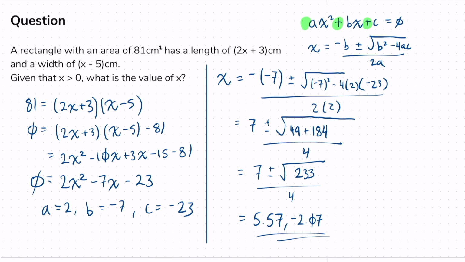Given that x is greater than 0, what is the value of x? Here's some context: it's a rectangle. If x is negative, we're going to have a side that's negative, and we can't have that. Therefore, because x is greater than 0, x is equal to 5.57 centimeters.